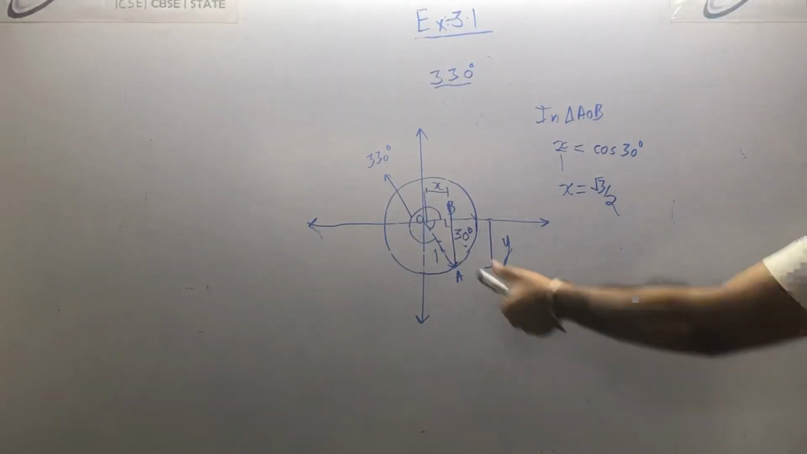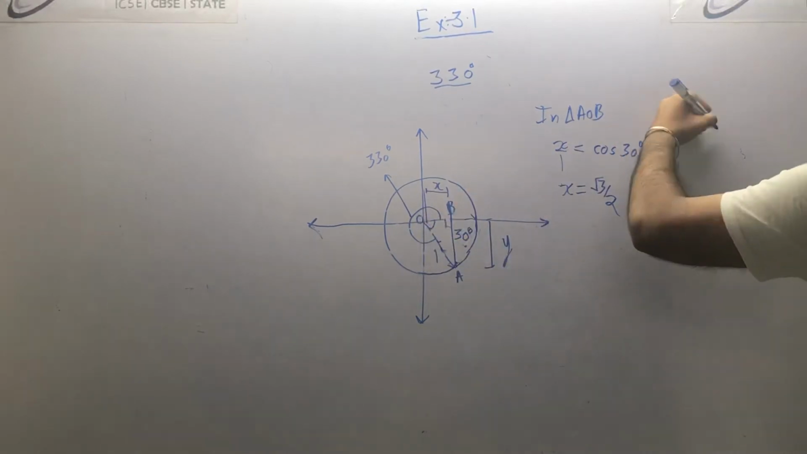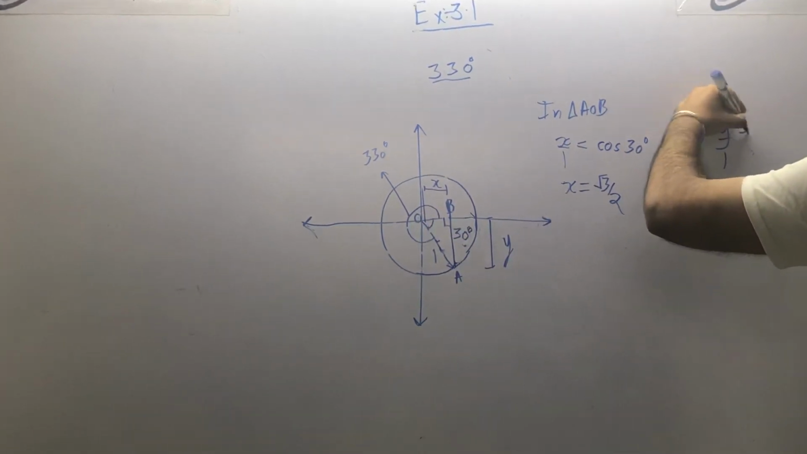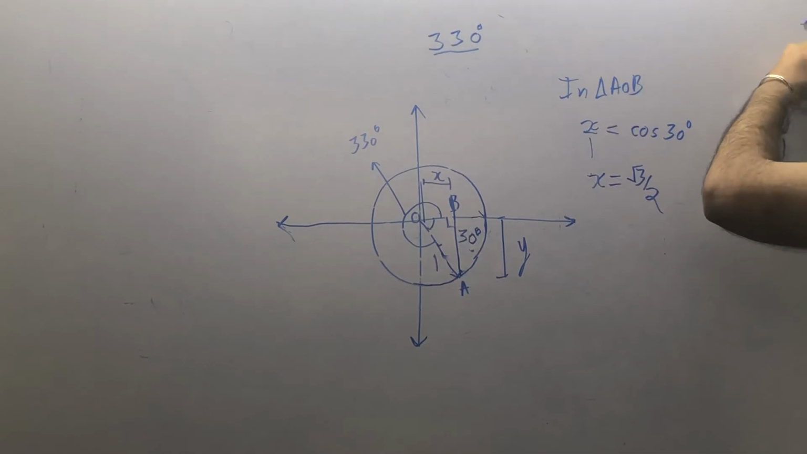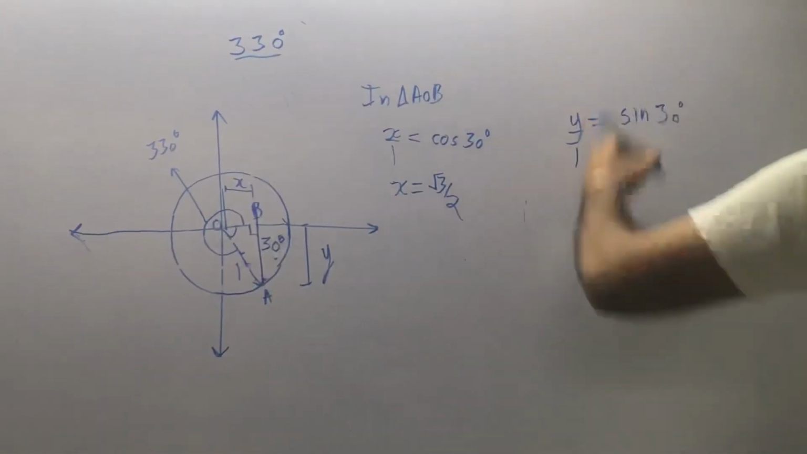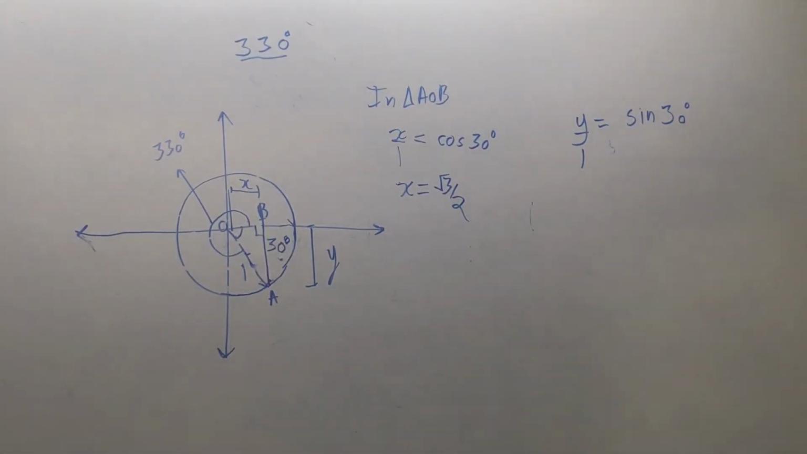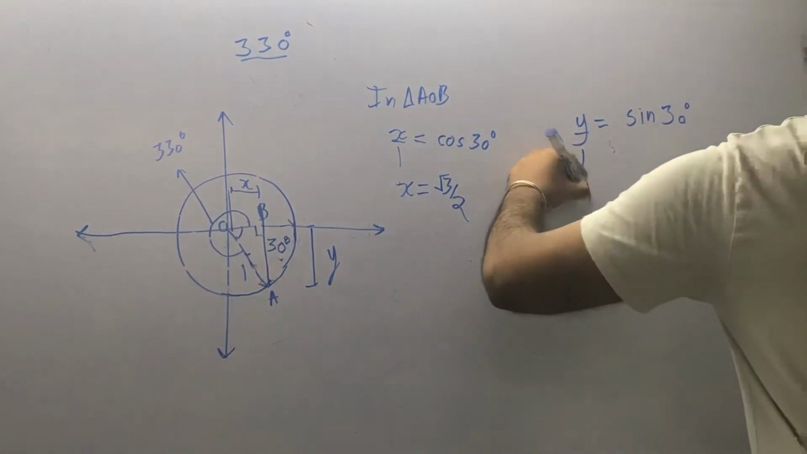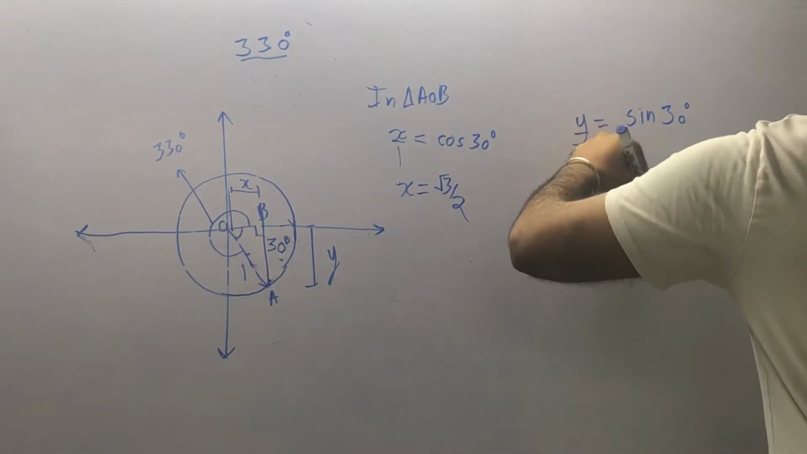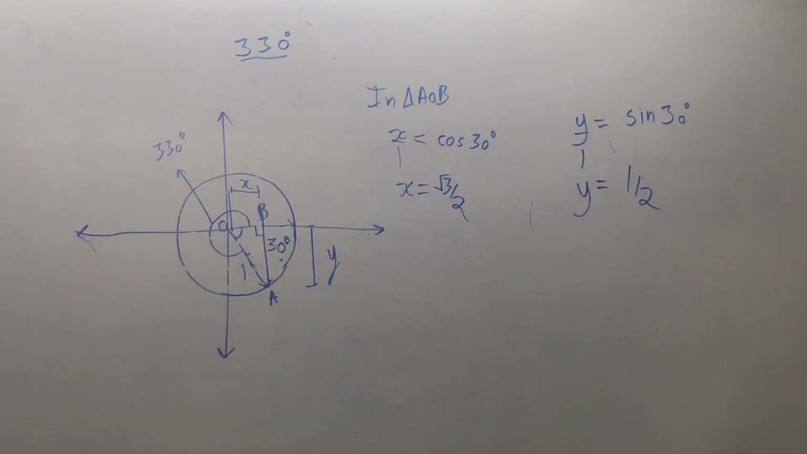Now perpendicular Y upon hypotenuse. Y upon 1 is equal to sin 30. So Y is equal to 1/2. Okay, we are not finished yet.